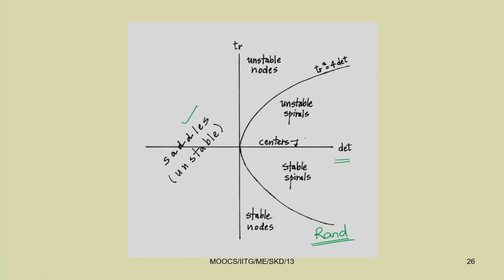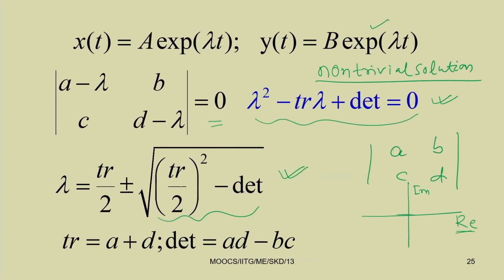So, one is your center, then you can get stable spiral, stable node, unstable spiral, unstable node, depending on Tr squared equal to 4 times the determinant. So this becomes Tr squared minus 4 determinant, and you can take the half outside. Depending on Tr squared, if Tr squared is greater than 4 times the determinant, then this part becomes positive and you can have real roots here.